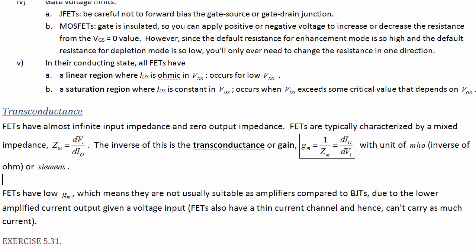Now, FETs have low transconductance, which means they're usually not very good amplifiers compared to BJTs due to the lower amplified current output given a voltage input. They also have a thin current channel and hence can't carry as much current.